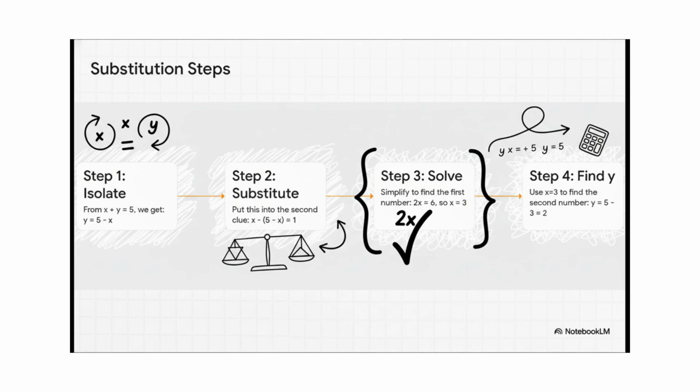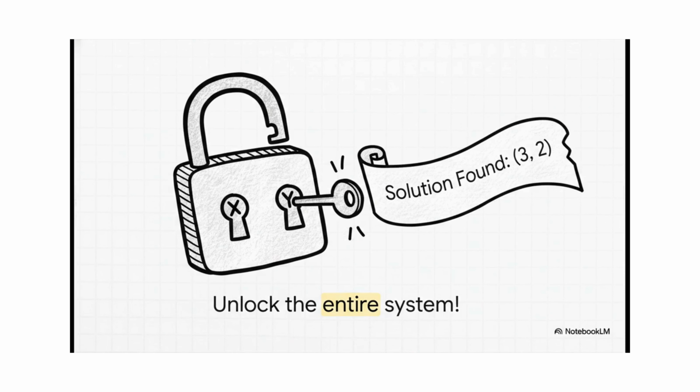A little algebra that simplifies to 2x minus 5 equals 1, which means 2x equals 6, so x must be 3. And finally, step 4, we use that answer to find y. If we know x is 3, we just plug it back into our secret identity, y equals 5 minus 3, so y is 2. And just like that, code cracked. The solution is 3, 2. We didn't need a graph, just a bit of clever substitution.